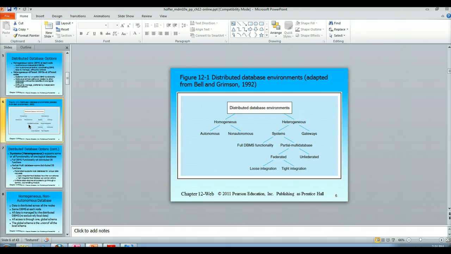So graphically, if we take a look at this, you've got your distributed database environments. You're either homogeneous or heterogeneous. If you're homogeneous, you're either autonomous or non-autonomous. If you're heterogeneous, you either have systems or gateways. If you have systems, you can have the full database management system functionality or partial multi-database. If it's partial multi-database, we have federated and unfederated, which we talked about in chapter 11. And then if you're federated, you have a loose integration versus a tight integration. So these are the environments we can be in.